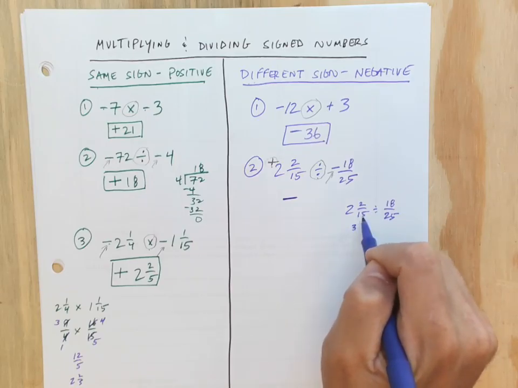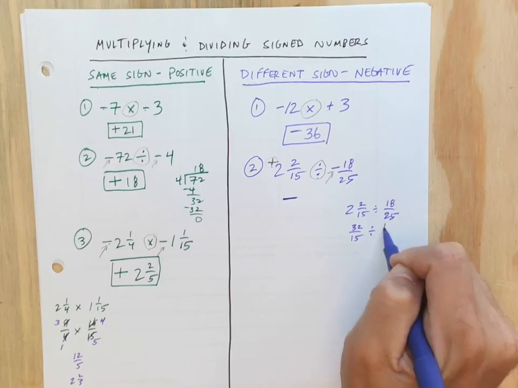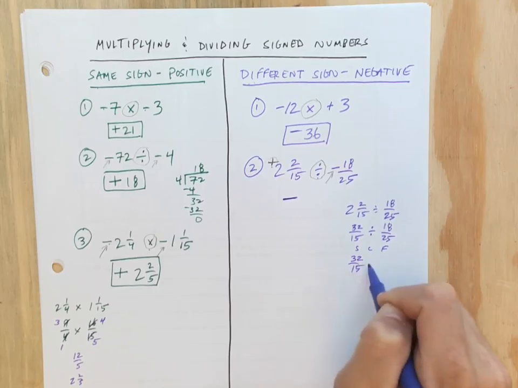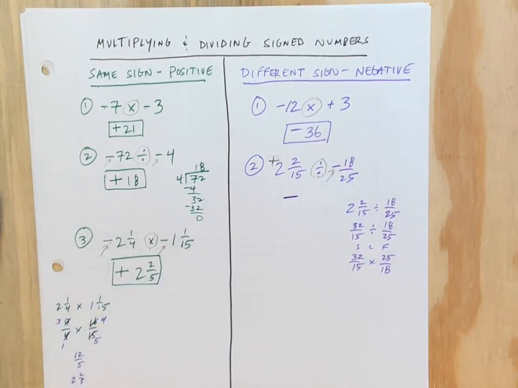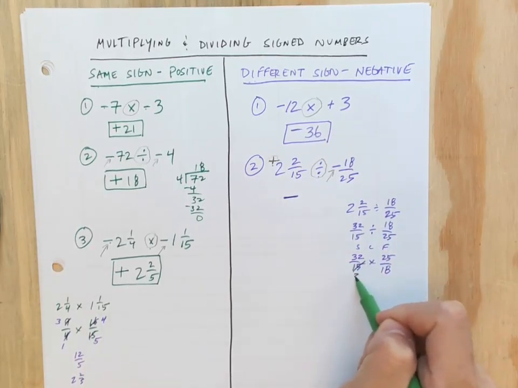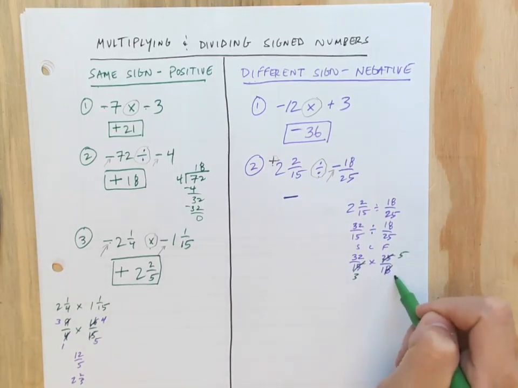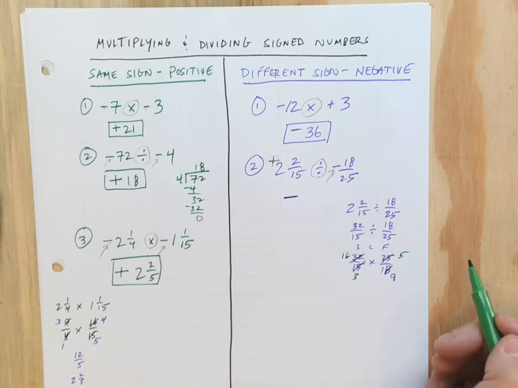I make them improper. 15 times 2 is 30, plus 2 is 32. This can just stay 18 over 25. Stay, change, flip. 32 over 15 times 25 over 18. We can do some simplifying. 5 goes into both of these 3 times and 5 times. 2 goes into both of these 9 times and 16 times.